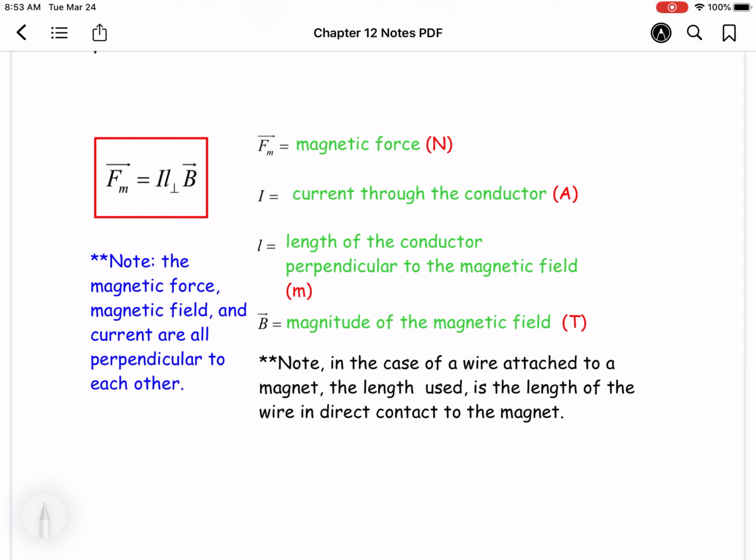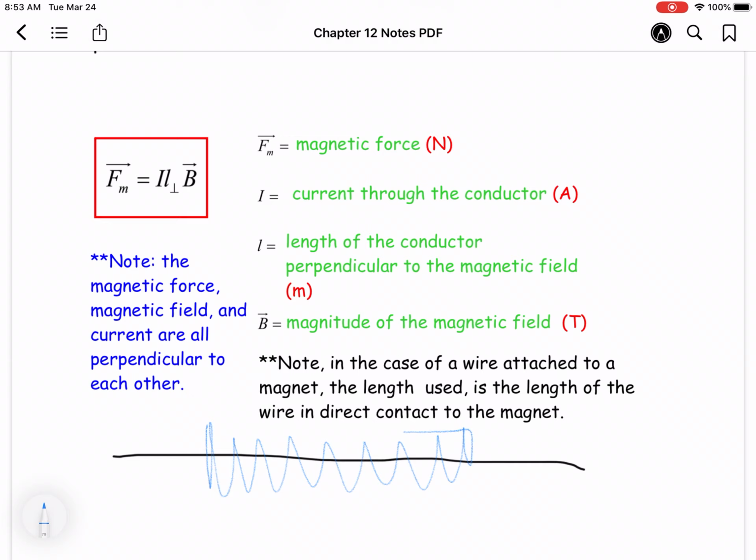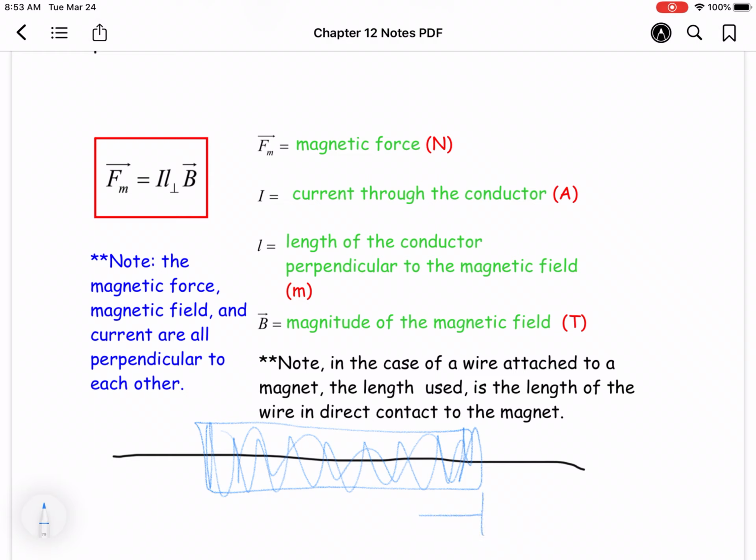Notice that in the case where a wire is attached to a magnet, the length used is the length of the wire in direct contact with the magnet. So it's any part of the wire that's actually in the magnetic field. If the wire is this long, but the magnetic field is only in this portion here, this is the length we're going to use. This is the L.